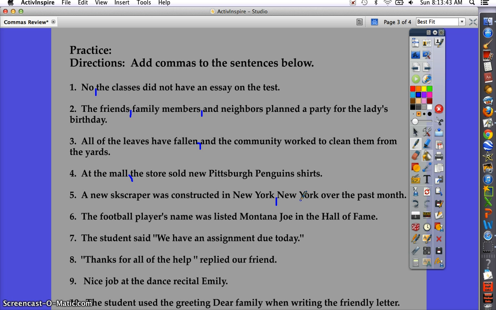Number 6: The football player's name was listed Montana, Joe in the Hall of Fame. So it'd be Montana, comma, Joe, last name, first name. That's an official publication at the Hall of Fame.